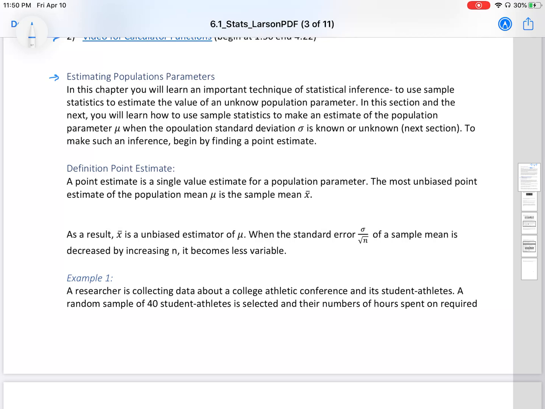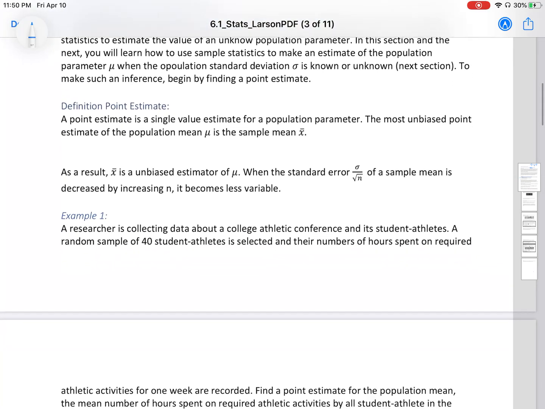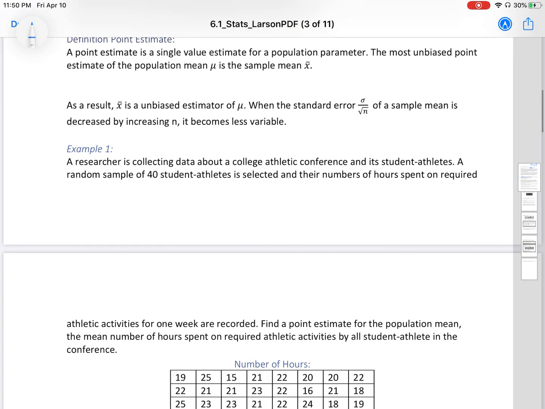To make such an inference, begin by finding the point estimate. Definition of a point estimate. A point estimate is a single value estimate for a population parameter. The most unbiased point estimate of the population mean is a sample mean x bar. As a result, x bar is an unbiased estimator for mu when the standard error, sigma over square root of n, of a sample mean is decreased by increasing n.